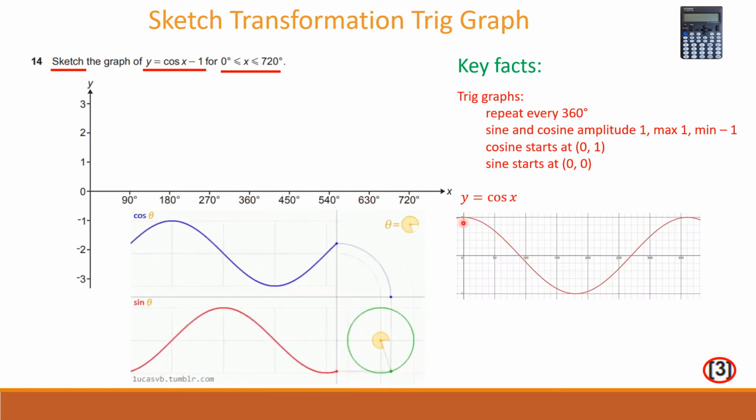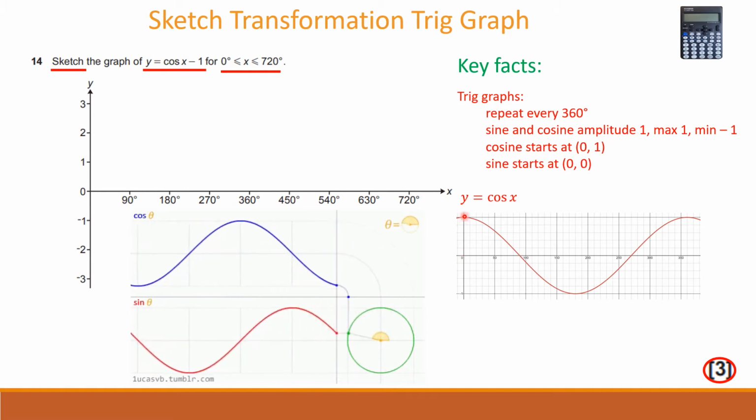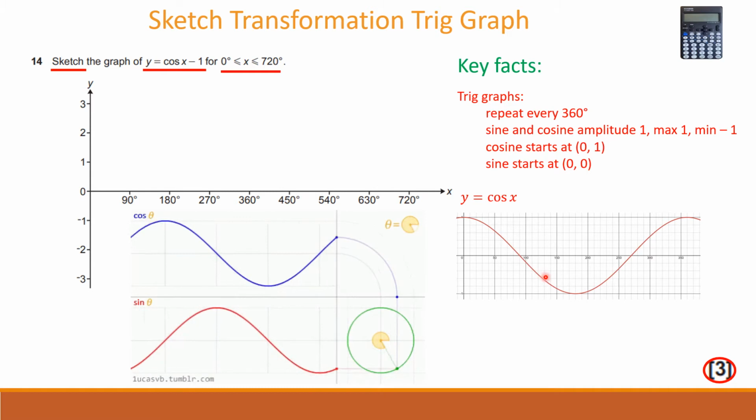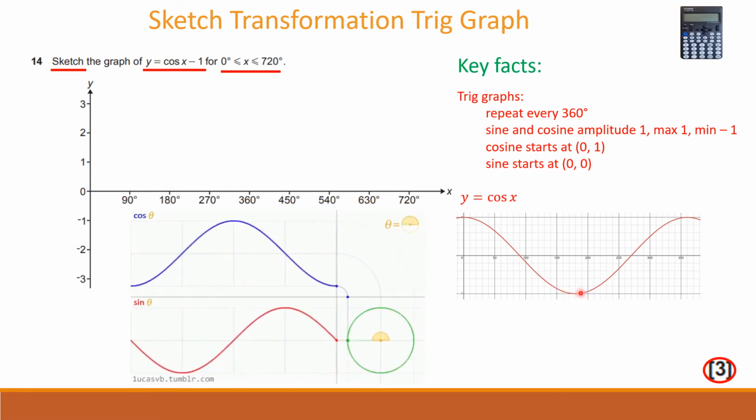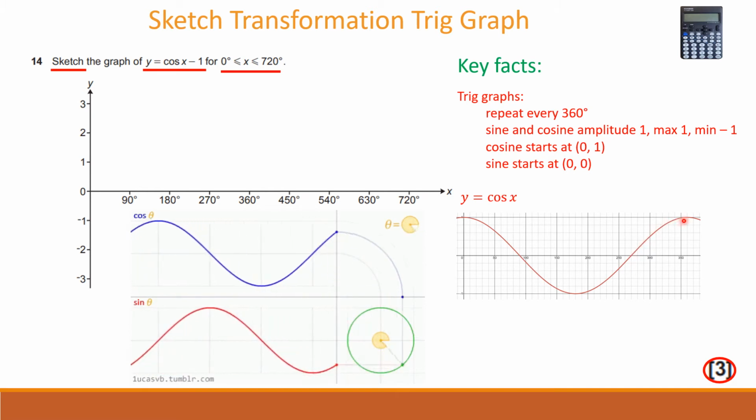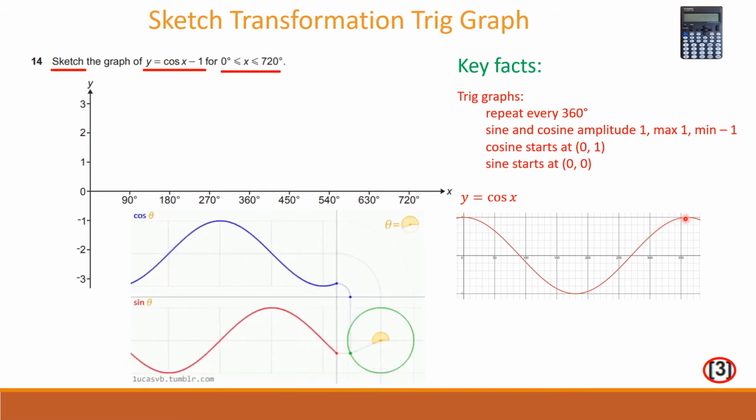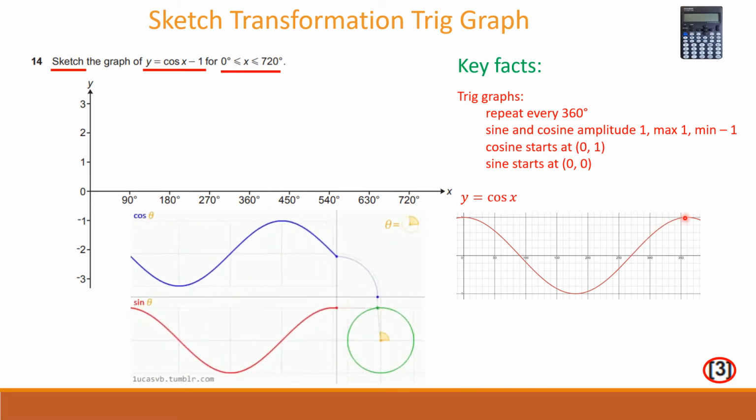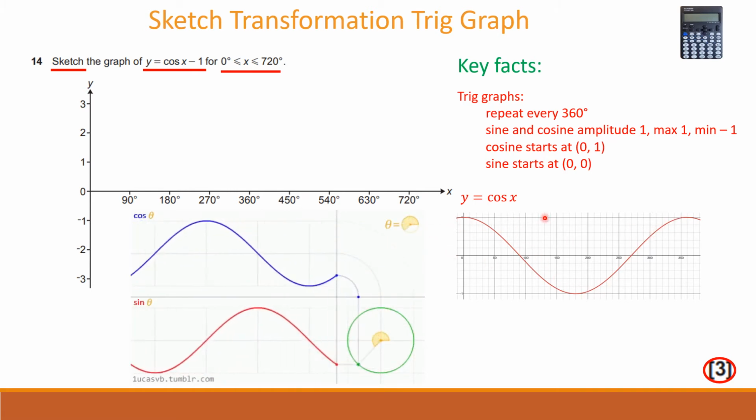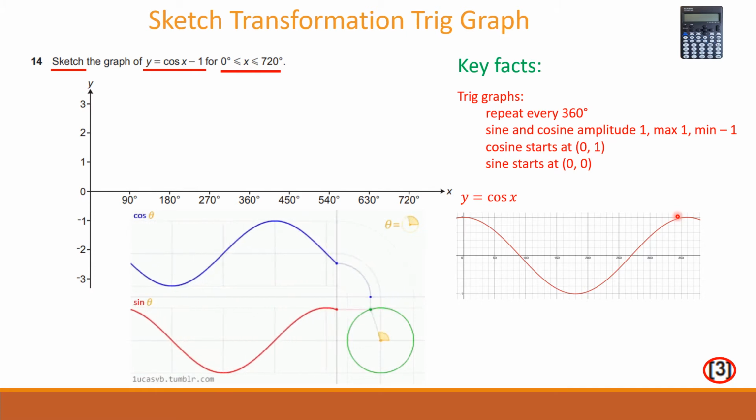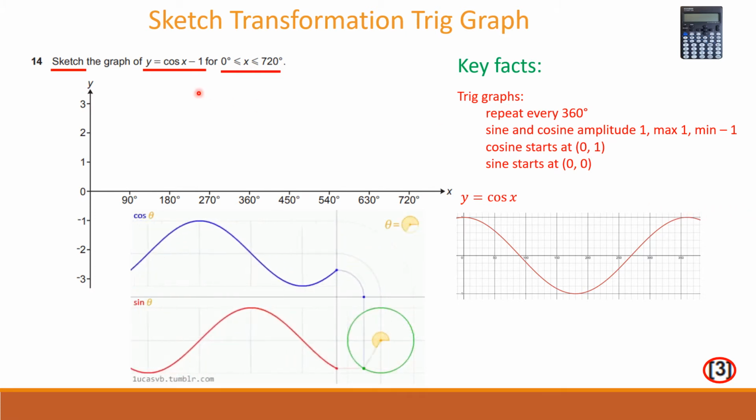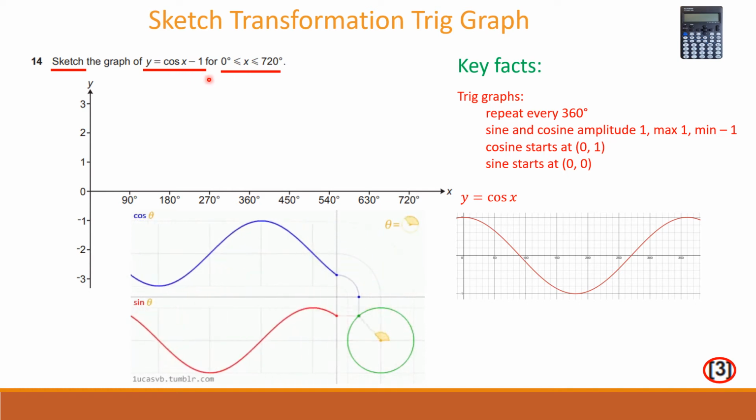Now the cos curve starts at the coordinate 0, 1. It comes down and hits the axis here at 90. Then at 180 it hits the bottom. Then at 270 it comes back to the axis. And then at the top it goes back up to 360 at the point 1. So this curve will repeat between 0 and 360, and it'll do exactly the same when we go between 360 and 720. But the graph you've got to draw is the graph of cos x take away 1.